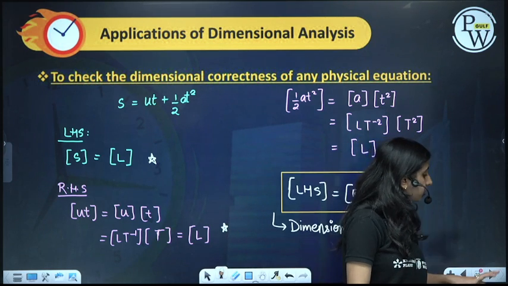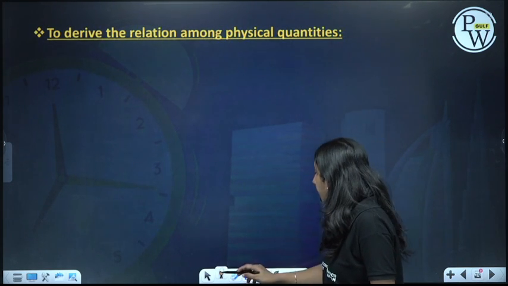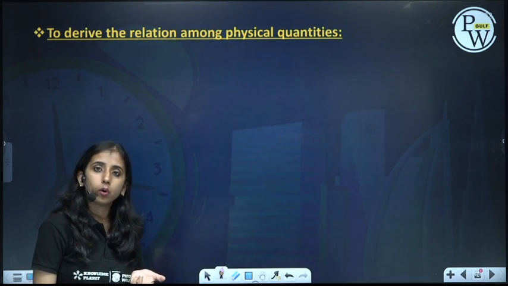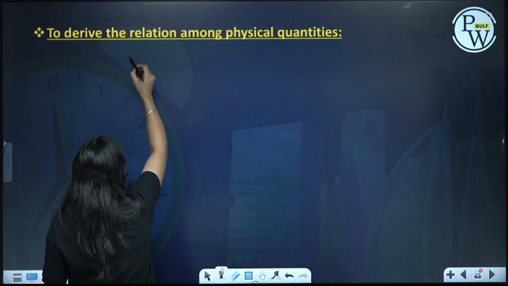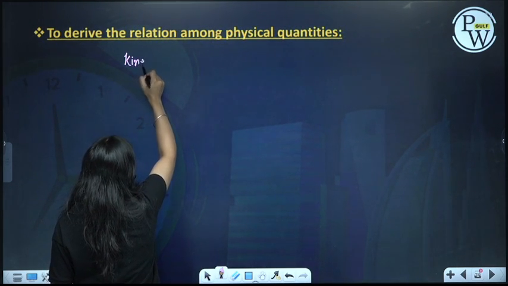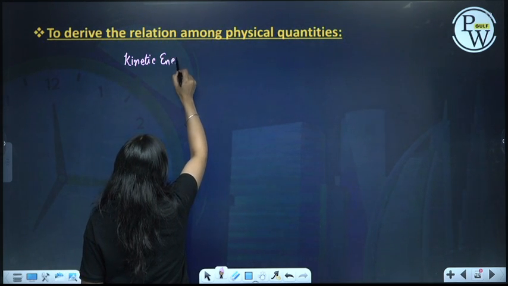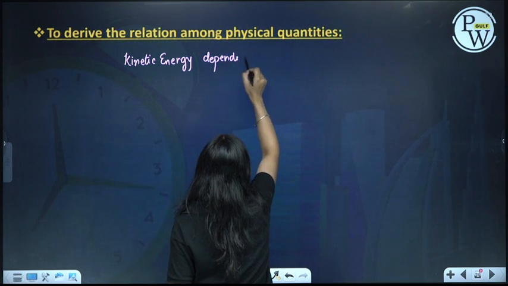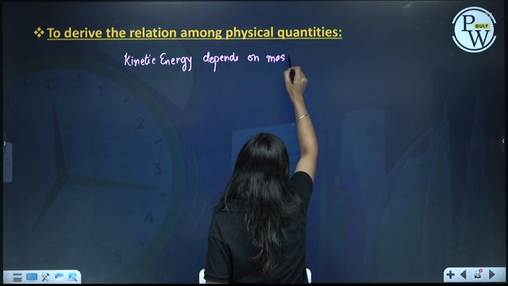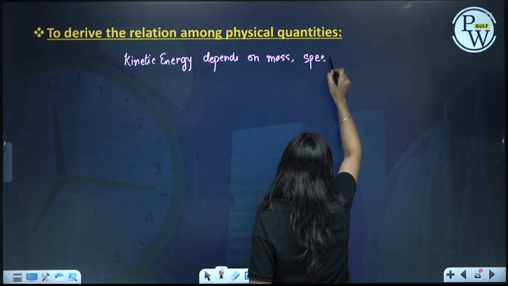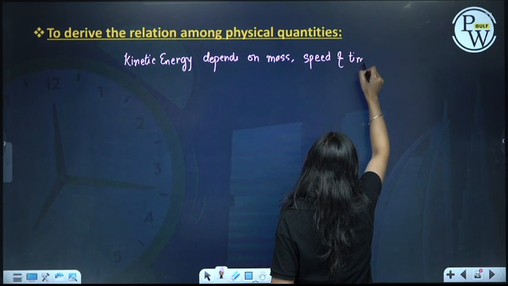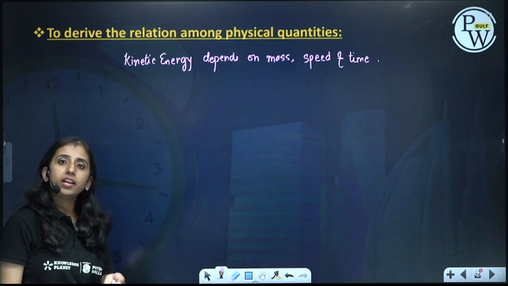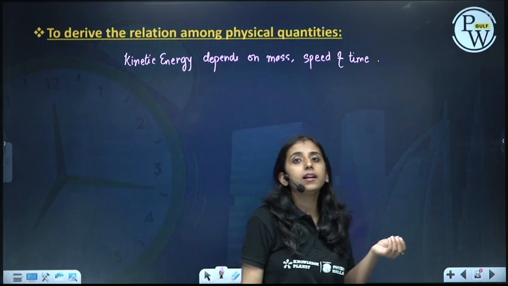We can also use the dimensional analysis method to derive a relation between different physical quantities. Let us take an example. Now we are given that kinetic energy depends on mass, speed and time. We were given the expression that the kinetic energy of a body is depending upon its mass, speed and time.